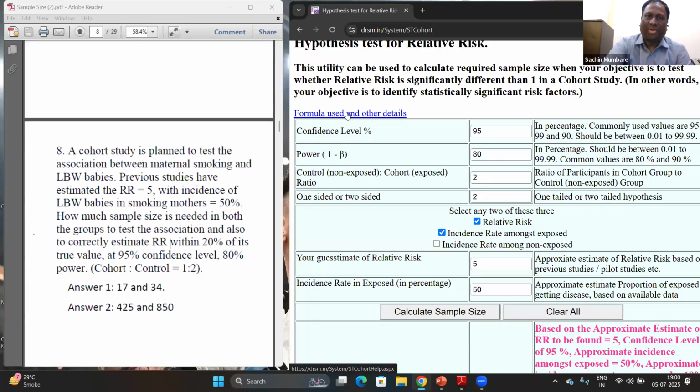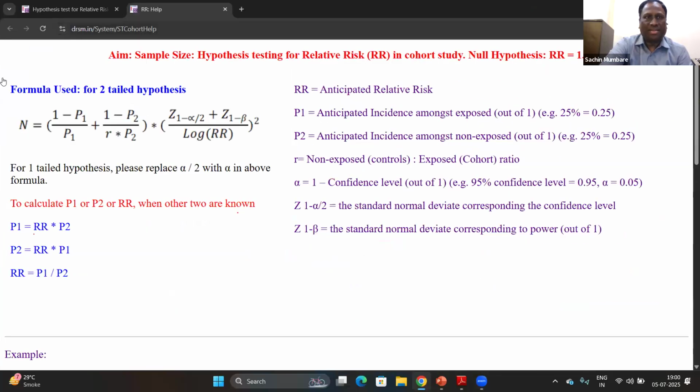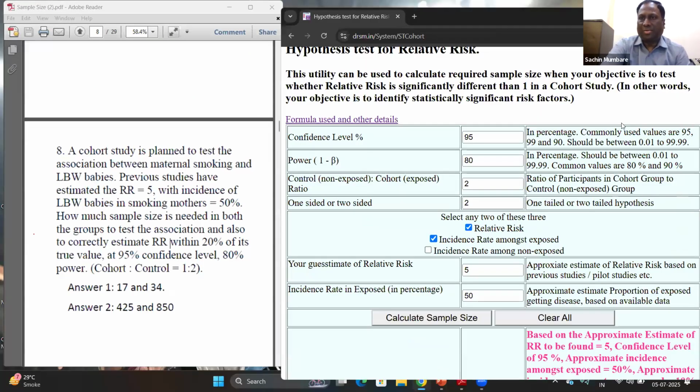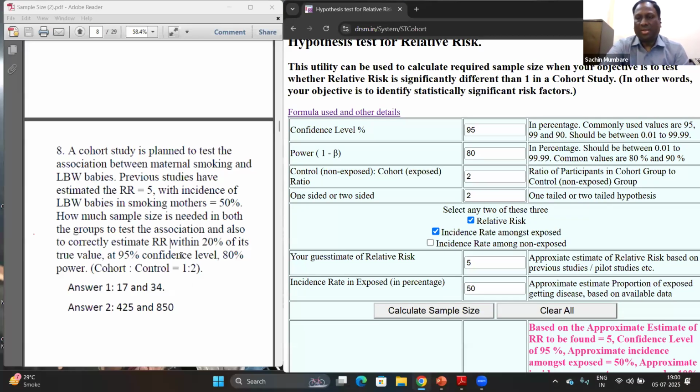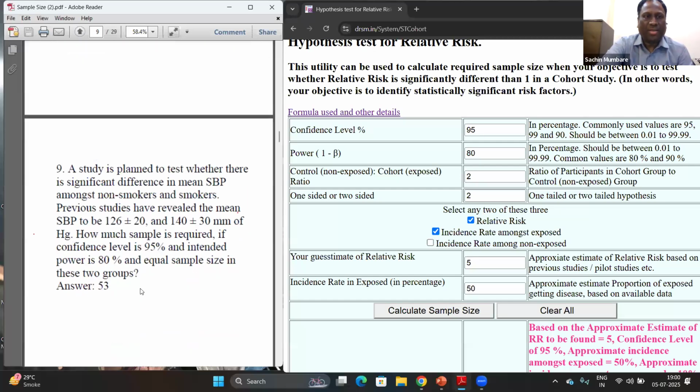Can you see the formula used and other details here? Yes. So, sir, if you click here, then everything is visible. You can switch to the formula used and other details, study the formula, and manually calculate. You can do anything you want to do. So this is the example for a cohort study.